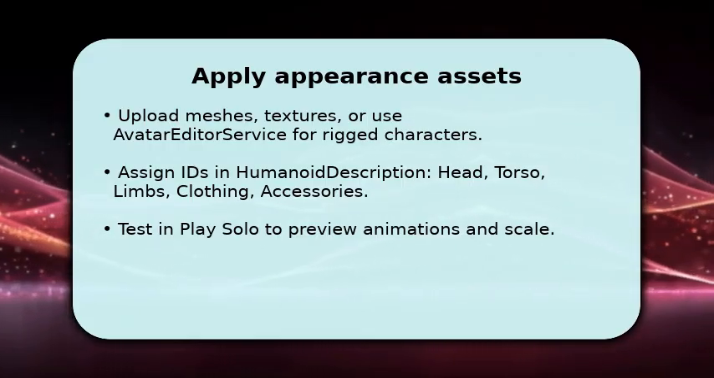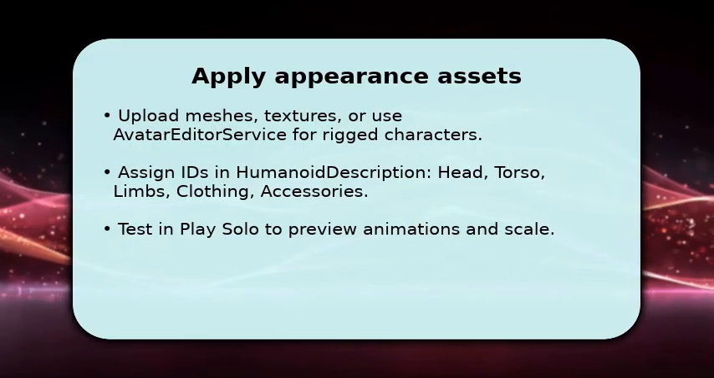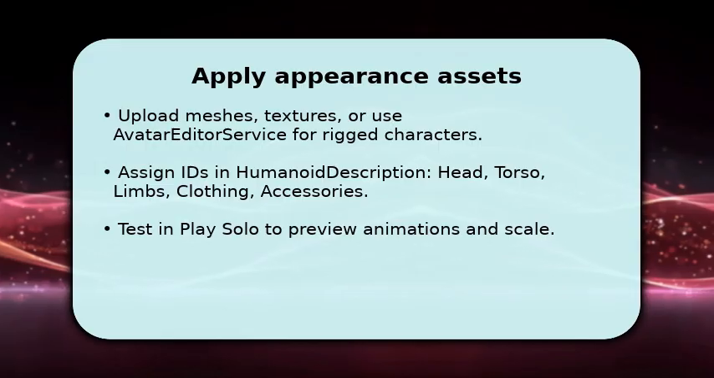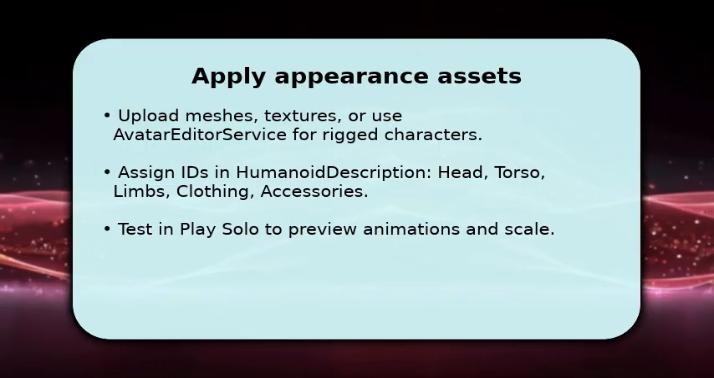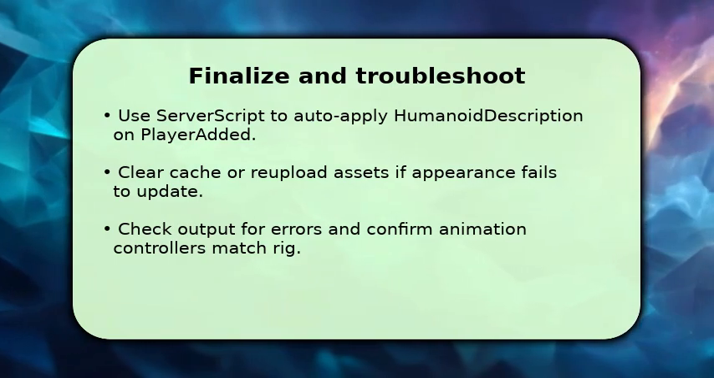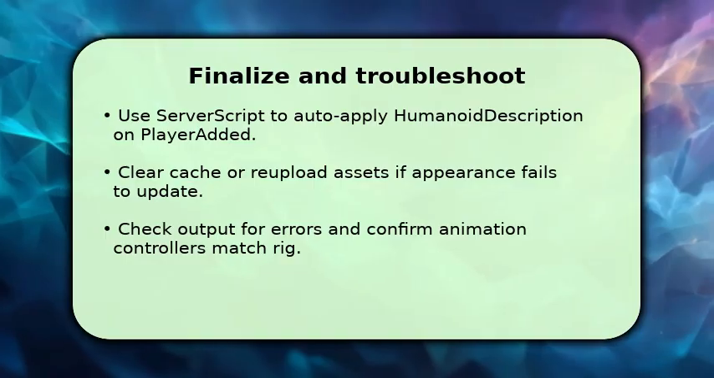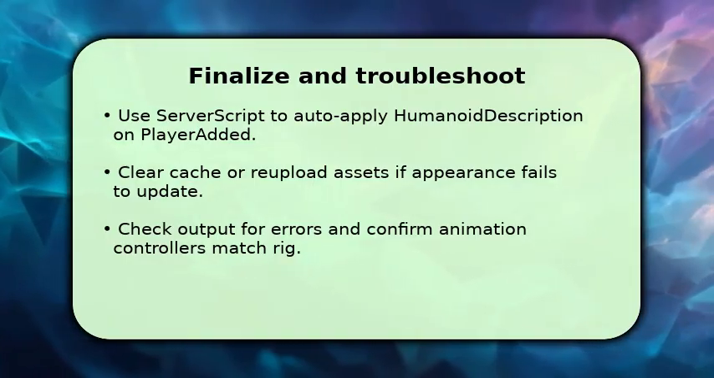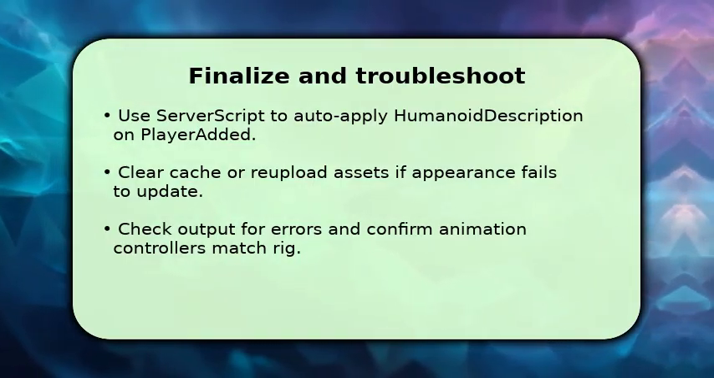Once done, run Play Solo to preview scale, joints, and animation compatibility, and iterate on materials or welds until the model moves naturally. Finish by making the change persistent. Add a server script that applies your humanoid description when player added runs, because client-only edits won't persist.